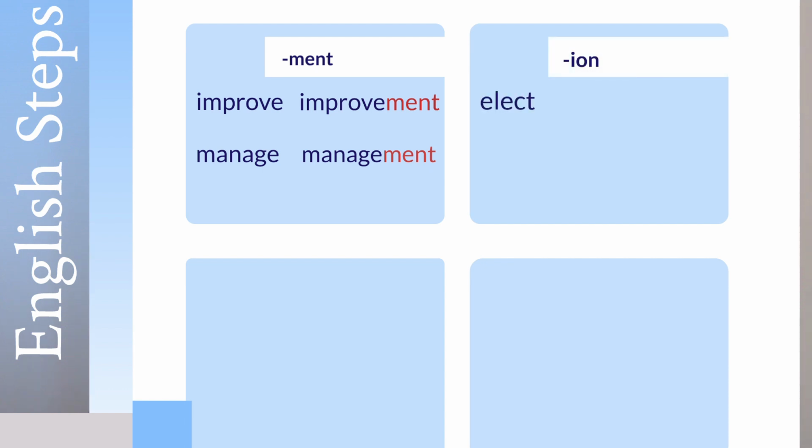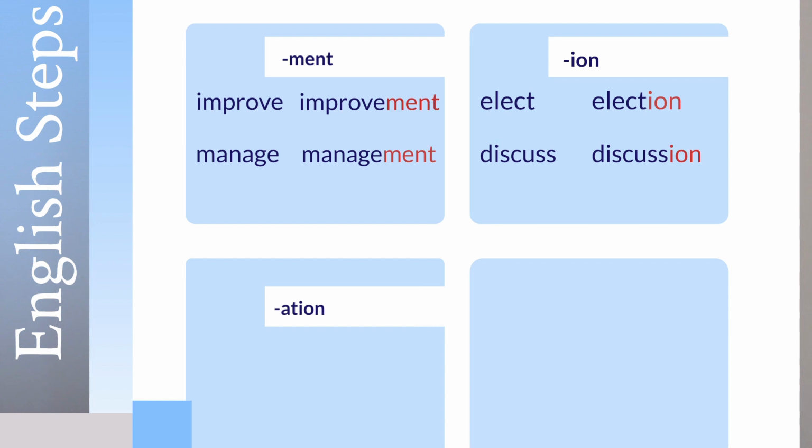For example, elect, election. The T here is part of the word, and the T with I are pronounced as sh, election. Okay? Discuss, discussion. Also here, double S with I are pronounced as sh, discussion.